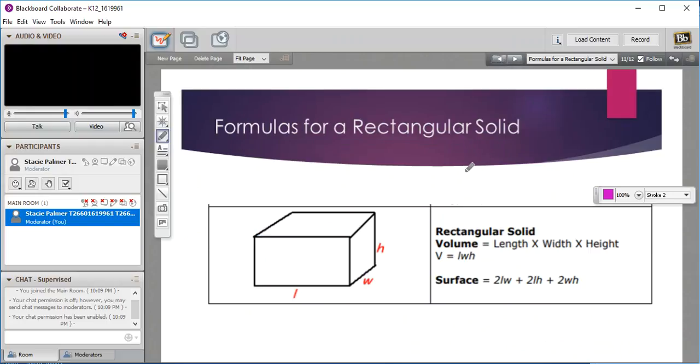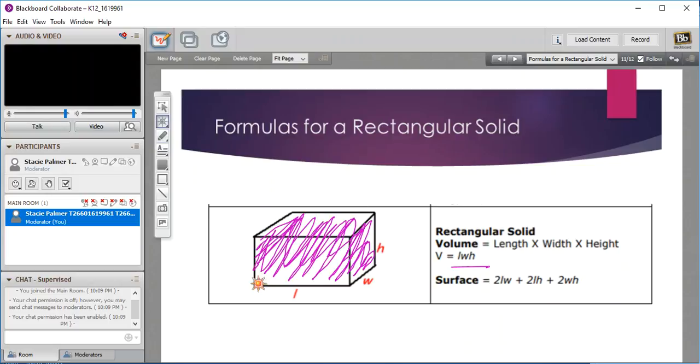Okay, this is the last one we are going to do, and this slide gives us the formulas for a rectangular solid. For something like a cube, to find the volume, so that means everything on the inside of this cube, we do the length times the width times the height. That's going to give us our volume.